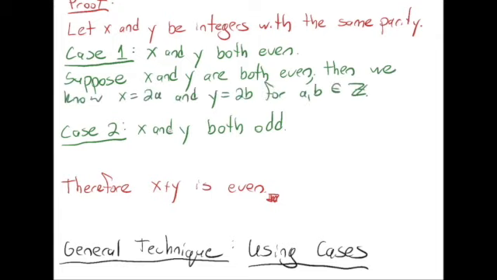So if they're both even, then we know X can be written as 2 times an integer, Y can be written as 2 times some other integer, right? And I want to make sure that X and Y are, in general, different integers. So these integers over here should have different letters too. Any questions? Okay, so we want to say something about X plus Y.